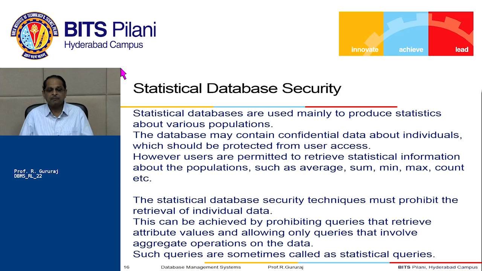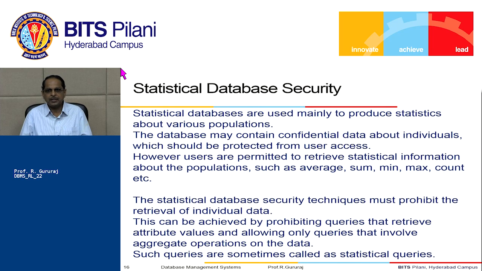The databases may contain confidential data about the individuals, which should be protected from user access. However, users are permitted to retrieve the statistical information about the populations such as the average, sum, min, max, count, etc. Let us take an example that the health ministry of the union government has a website where they want to share the data about a particular disease, or a collection of diseases.